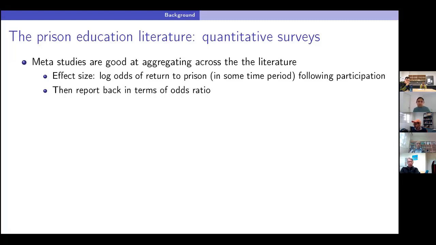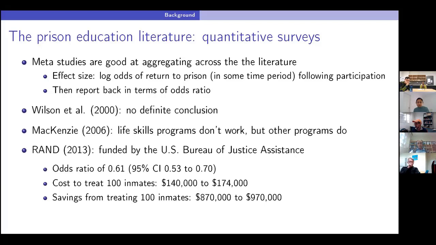The effect size that people model here is return to prison. So you model the log odds of the return to prison as your effect size for those that participate in correctional education programs and those that do not. And because log odds ratios are really difficult to understand, they tend to report back in terms of odds ratios. And there's an evolution of literature that took place here.